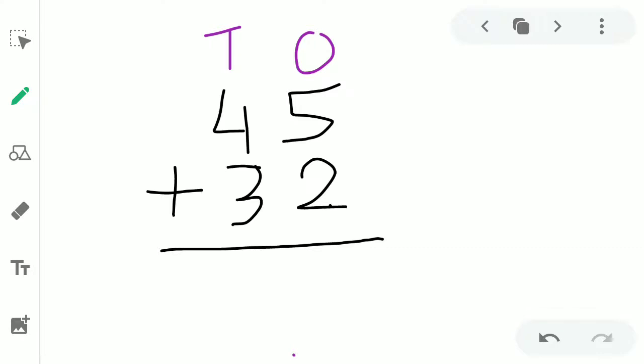Numbers which are given at the place of ones. So from here we are going to start with the addition. Here we have the number 5. So let us draw 5 lines. 1, 2, 3, 4, 5.